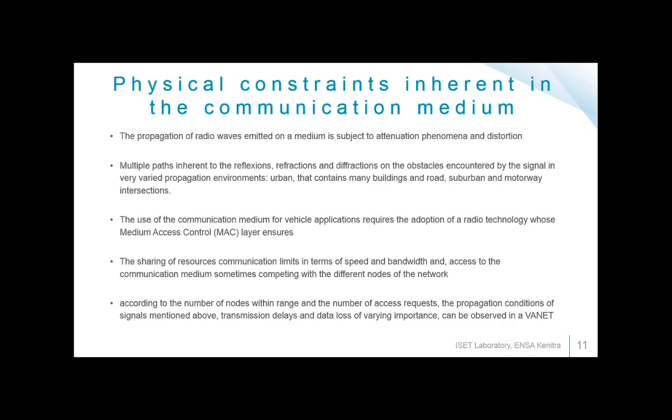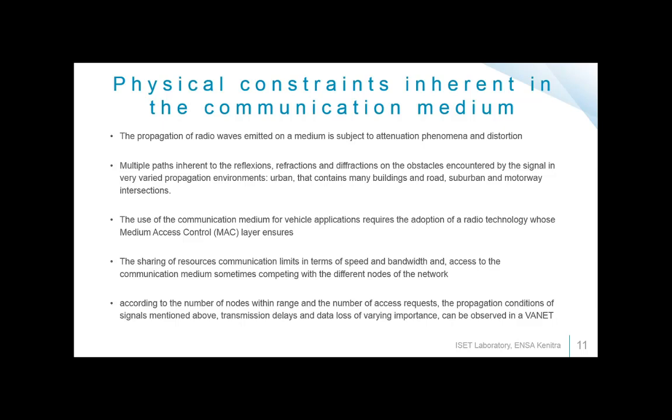Now, physical constraints inherent in the communication medium. The propagation of radio waves emitted on a medium is subject to attenuation phenomena and distortion. Multiple paths result from reflection, refraction, and diffraction on the obstacles encountered by the signal in very varied propagation environments: urban areas that contain many buildings, roads, suburban areas, and motorway intersections.